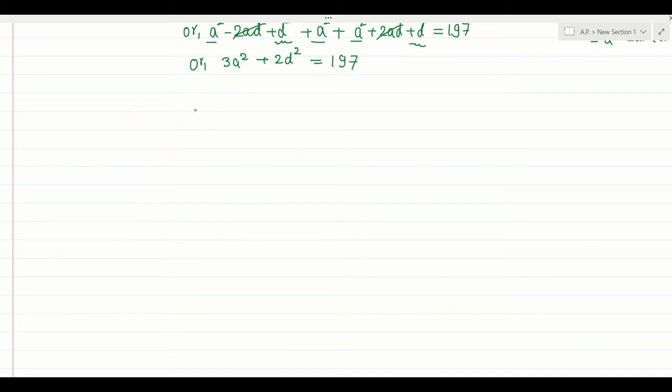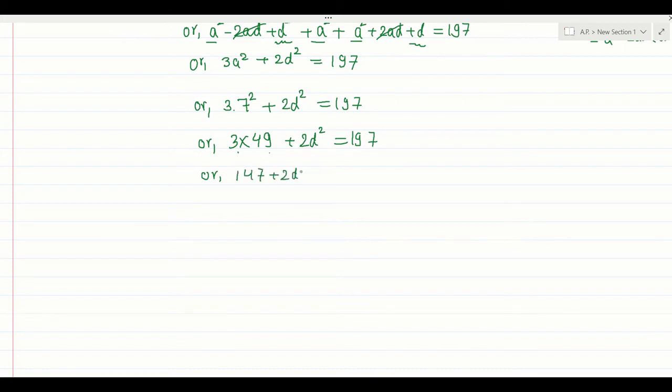After this, or 3 into a square. A we have already found. A is how much? 7. So 3 into 7 square plus 2d square is equal to 197. Or it is 3 into 7 square is 49 plus 2d square is equal to 197. Or it is how much? 3 into 49 is how much? It is 147 plus 2d square is equal to 197.